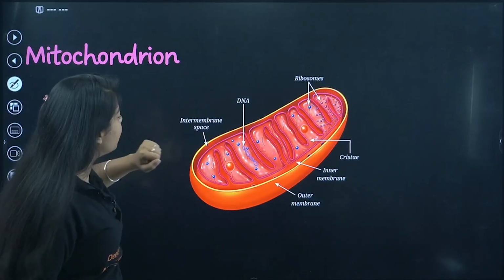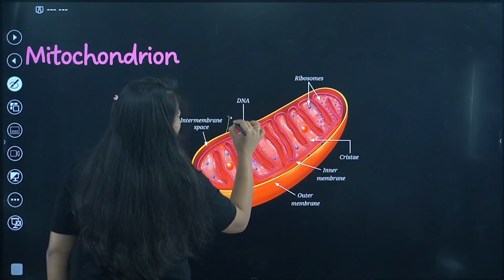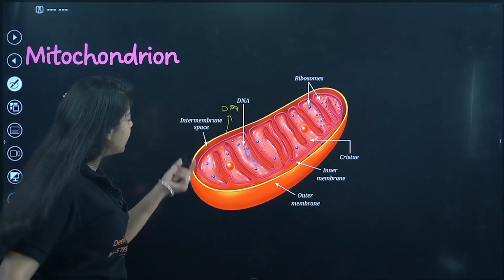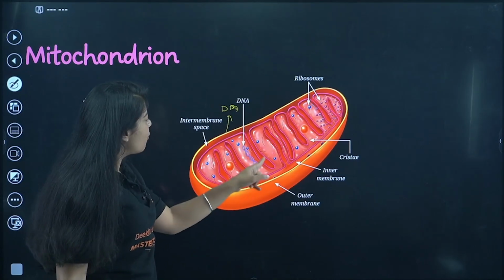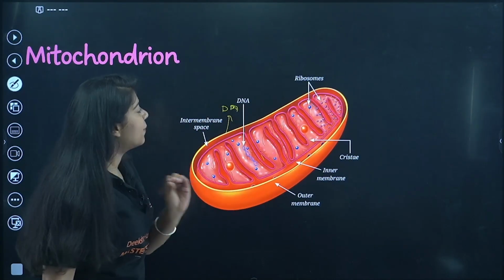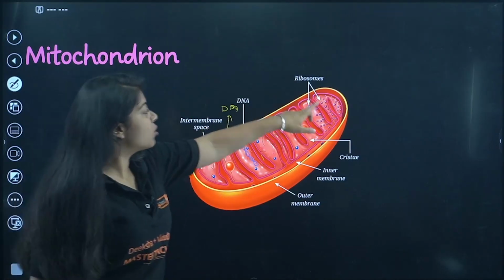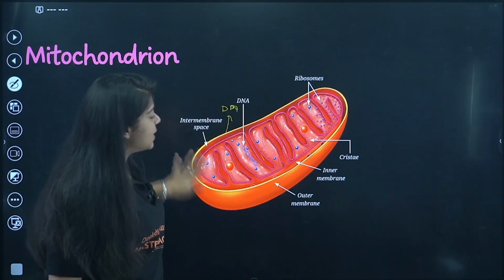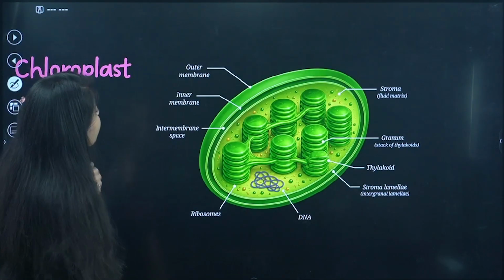Then we have mitochondria. Now this diagram is very important. First, it is a double membrane. We have the outer membrane, and the inner membrane has so many folds. The space is called the intermembrane space, right? It also has ribosomes. It has its own genetic material. So all these things are very important. Done. Next beta, we have chloroplast.